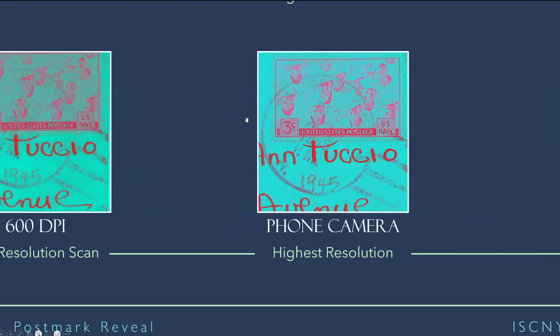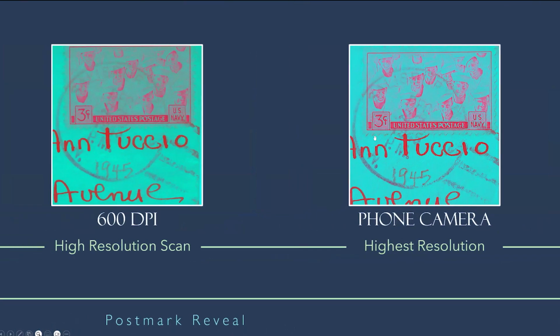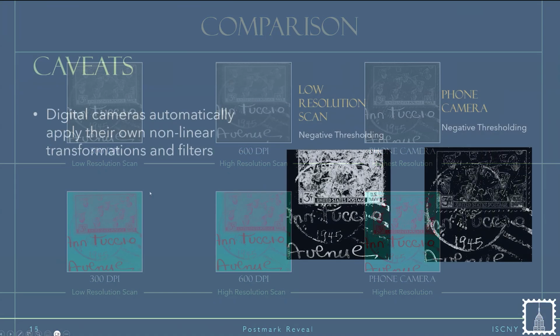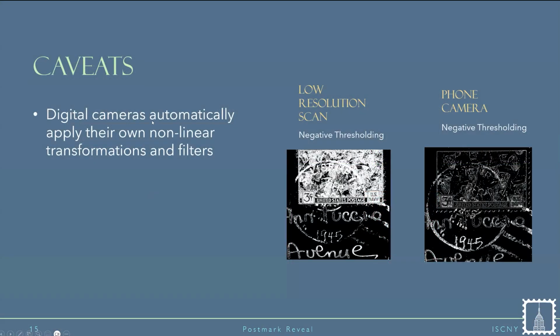Now, notice that between these two, there's different colors occurring, even though this is the same filter. And that's something that has to do with the fact that digital cameras automatically apply their own nonlinear transformation and filters to all images. So you are going to end up with a different image than if you were scanning. And that's because they have these built-in enhancements. But with greater resolution, you also can get more noise.